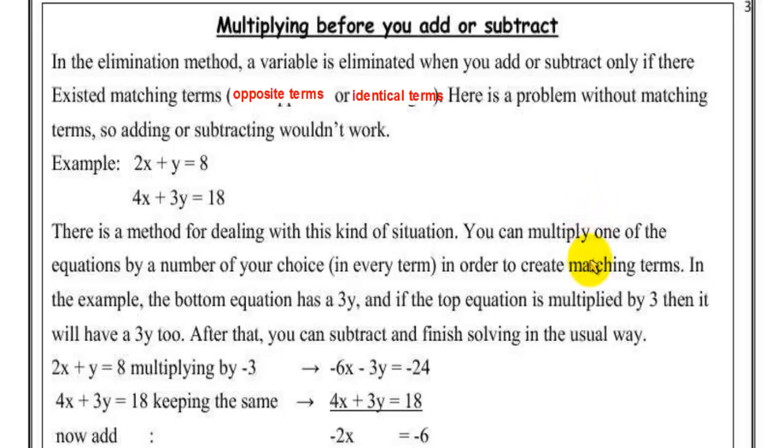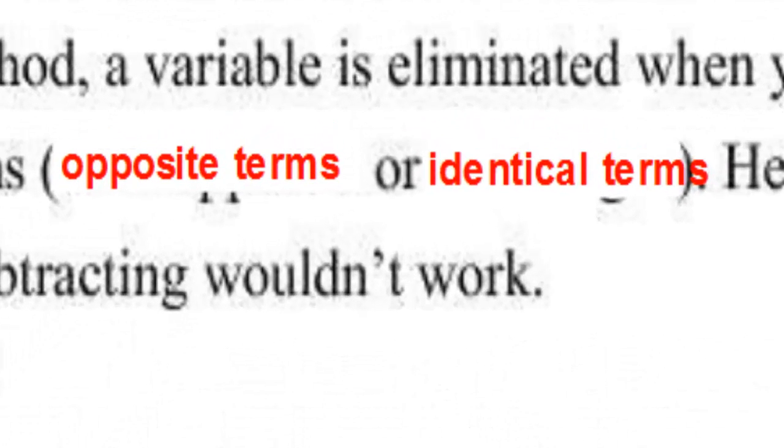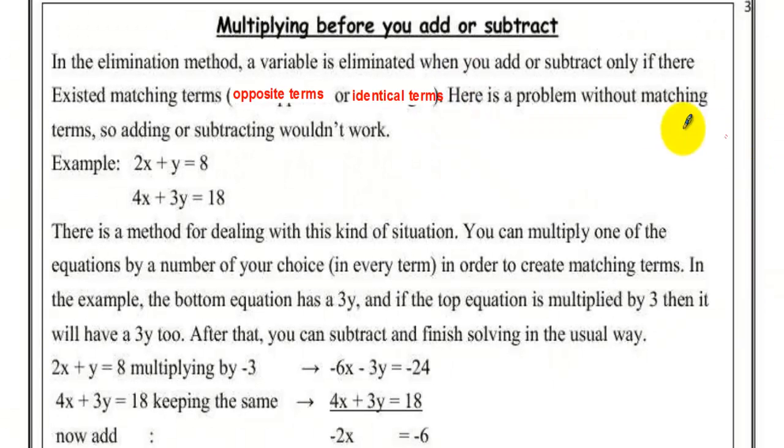Alright, here is now the second part of our elimination video. From the first part, we learned that a variable can be eliminated after adding or subtracting the two equations, but only if we have matching terms, meaning if we have opposite terms or identical terms. But not all systems will have matching terms.